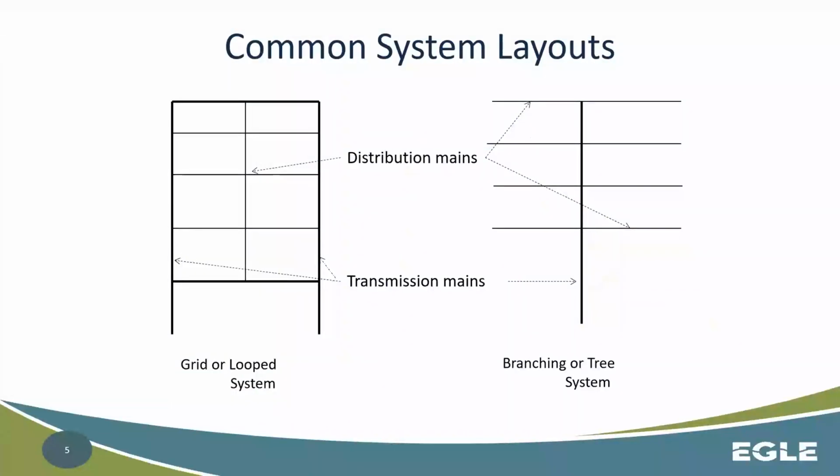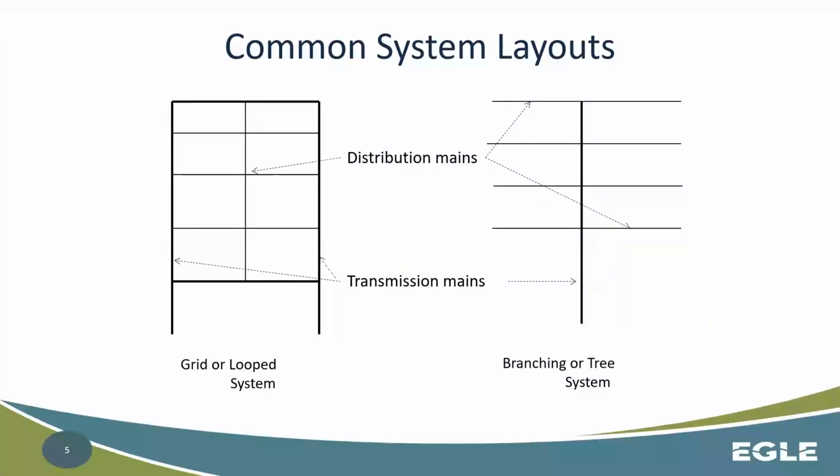So these are just general common system layouts. On the left here, you have that grid or looped system. Typically it has the outer areas, that transmission main that's delivering high volumes of water. And then that internal portion that's gridded out, right, is those distribution mains. And that's where the actual water is being delivered, essentially to the customers.